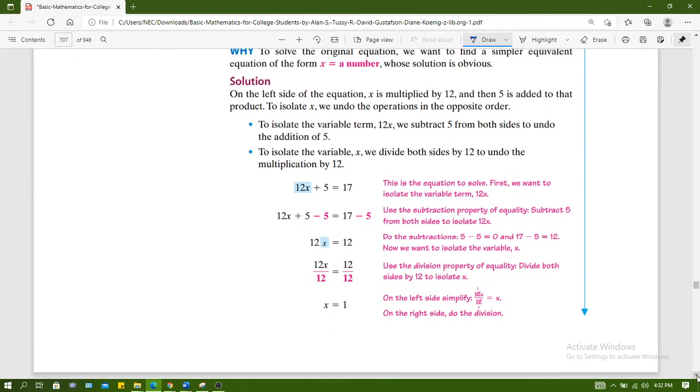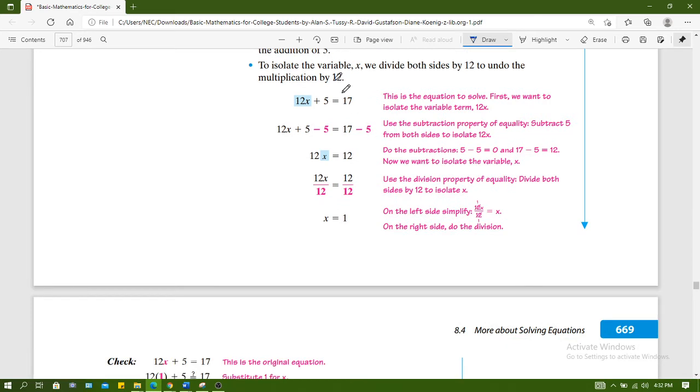Remember that you need to have the variable on the left side and a number on the right side. And when you have created that equation, the solution of the original equation is the same as in the equivalent equation that we will be producing, where x is on the left side and a number, which will be the solution of the equation, is on the right side. So, the solution for 12x plus 5.